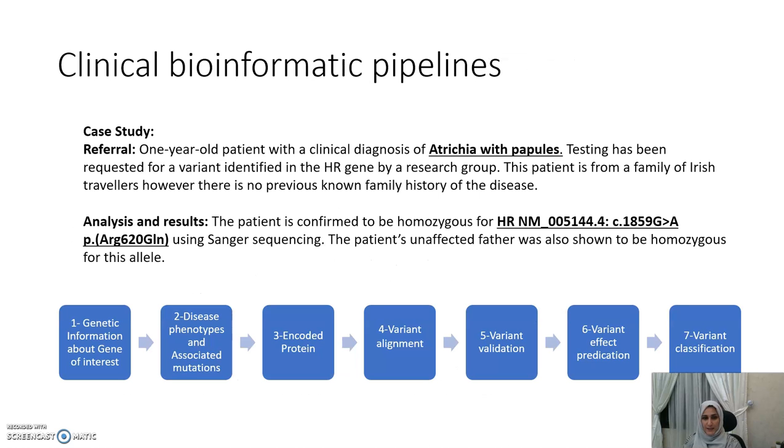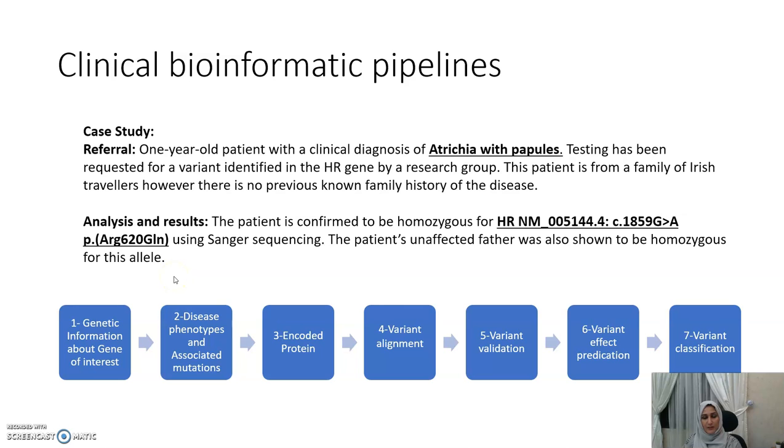For the case that has been referred to us today, just to look at the variant, as I said, it's a patient with Atrichia with papules. It's a 1-year-old patient from Irish travelers, and this patient has a father with the same genetic mutation as a homozygous allele. And when they looked at the variant in this gene, they found that the G was replaced with A, and the amino acid arginine was replaced in the protein.